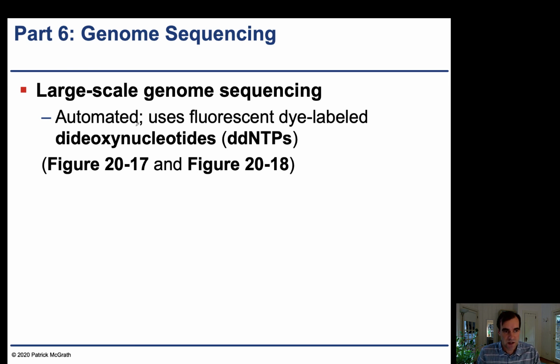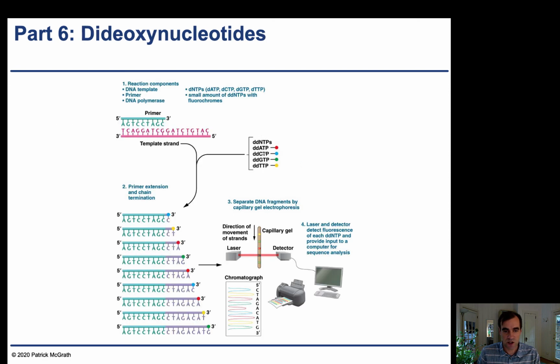So this technique was then modified, and the modification that was very important was to go from just using ddNTPs, to now incorporate fluorescent dyes that are also labeled onto these ddNTPs. And so this allowed the large-scale genome sequencing that made it possible to sequence the human genome.